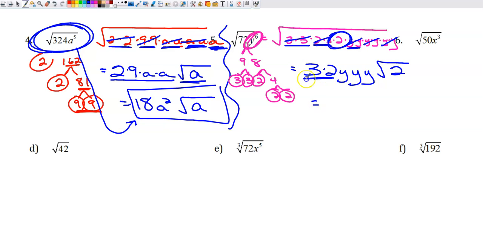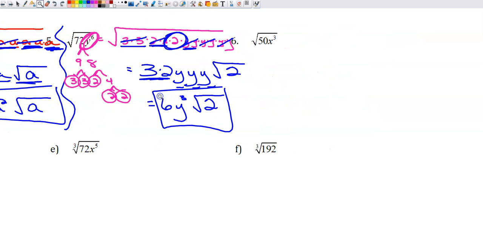Finish rewriting all this stuff out here. 3 times 2 is 6. Y times y times y isn't 3y. It's y to the third, with the root 2 chilling at the end. Okay. One more for me, and then I'll turn you loose.